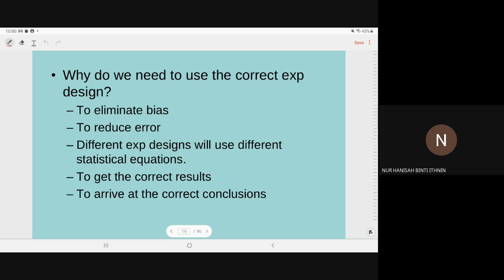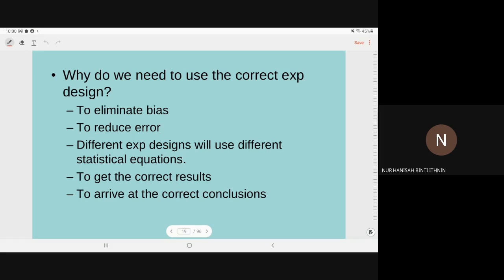Okay, so that's why we need to use it. If we were to practically conduct our experiment according to a completely randomized block design, and then we analyze it using a completely randomized design, then that particular equation is not able to incorporate the limitation or the increased possibility of error and biases involved in doing our experiment. So the result will not be the truth.